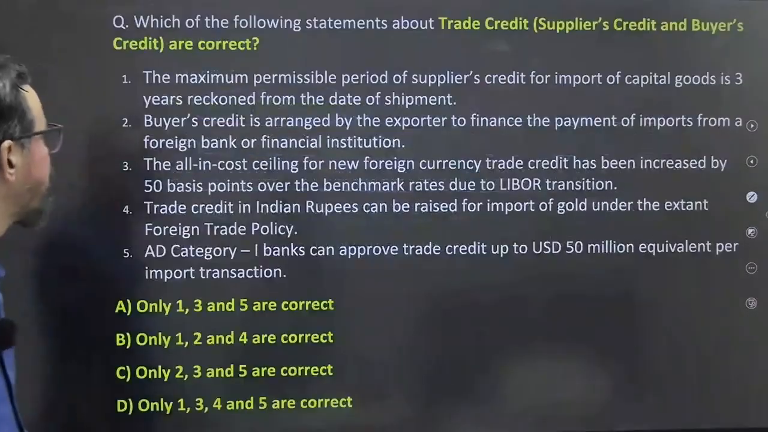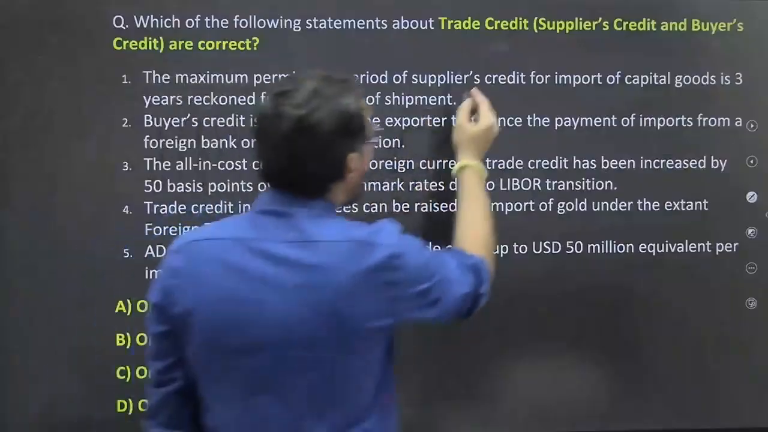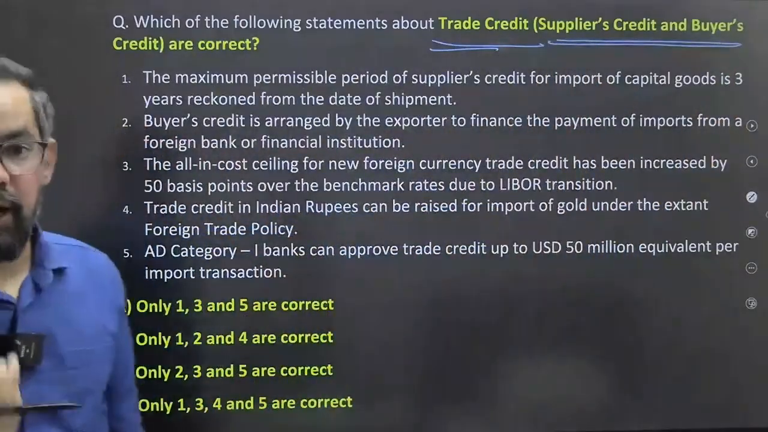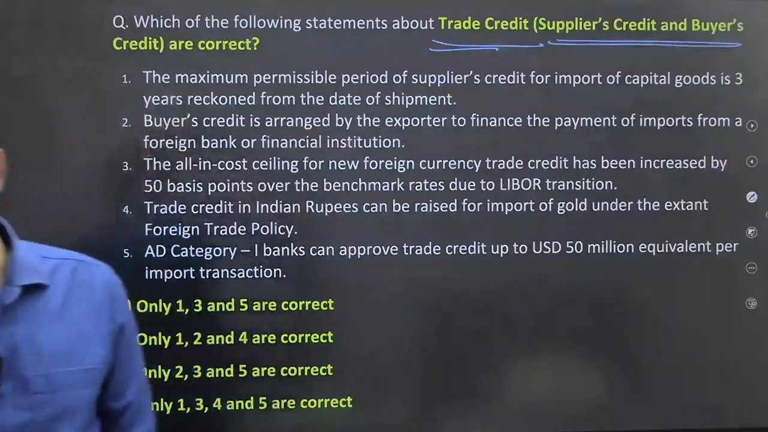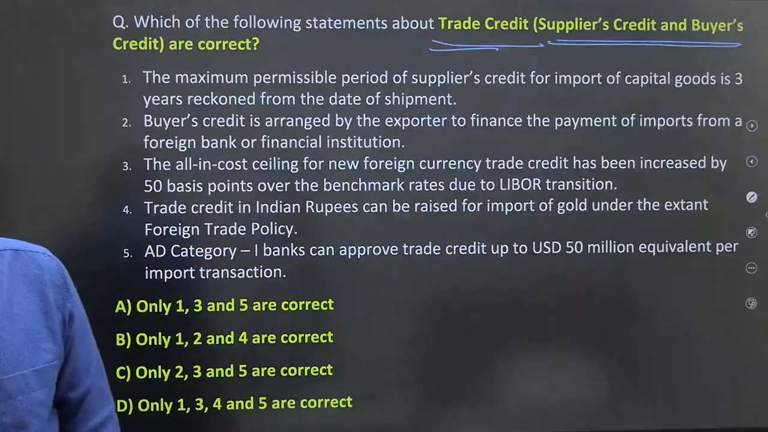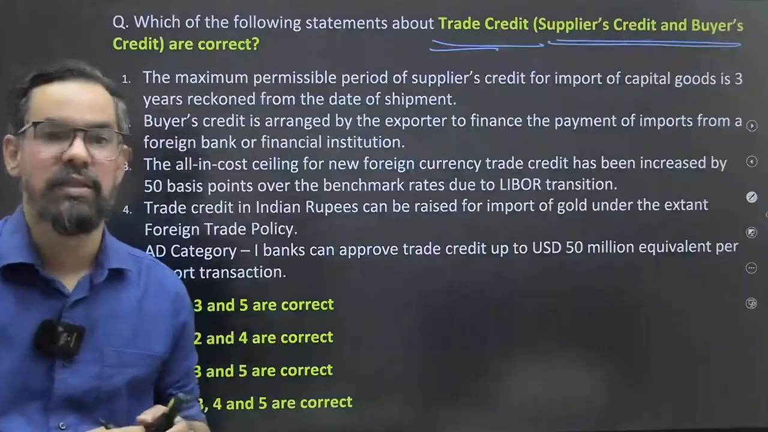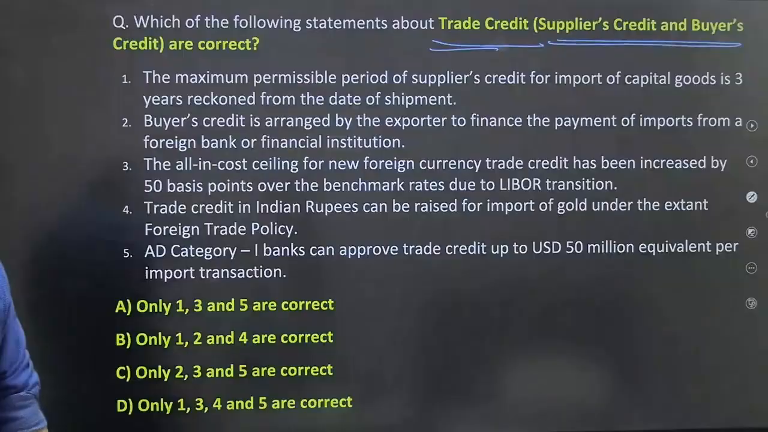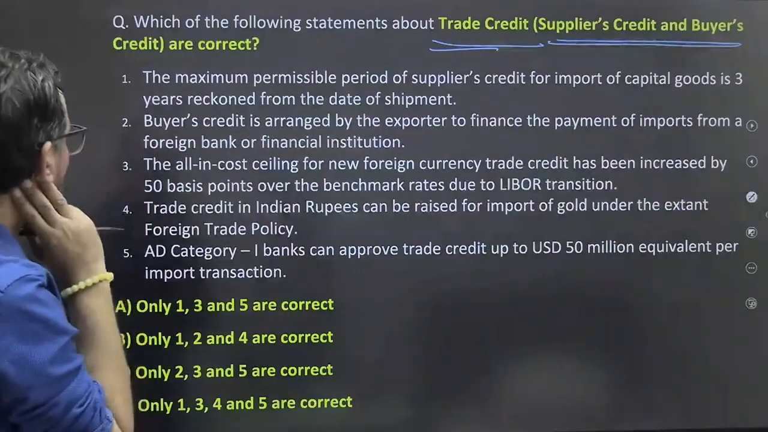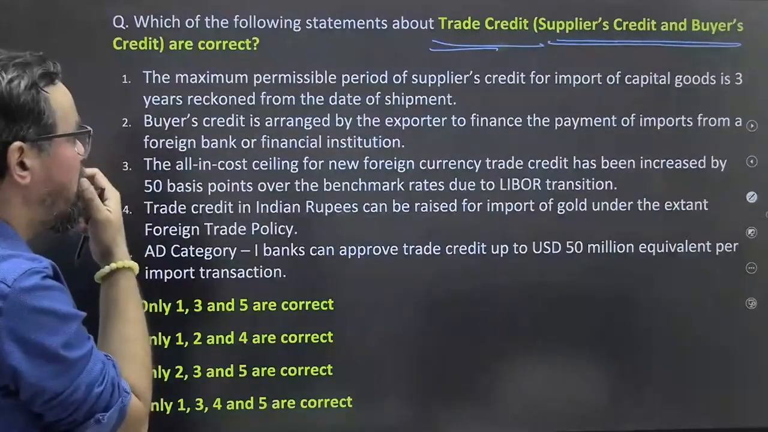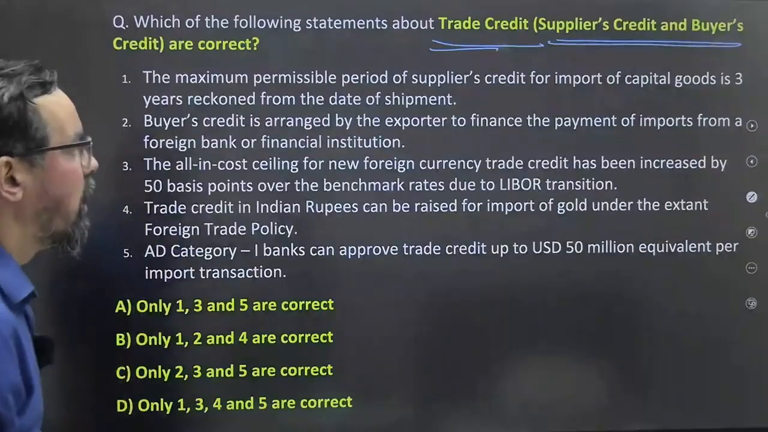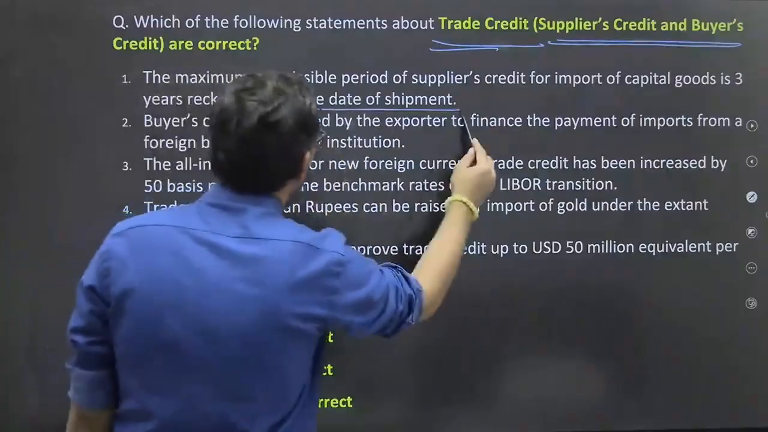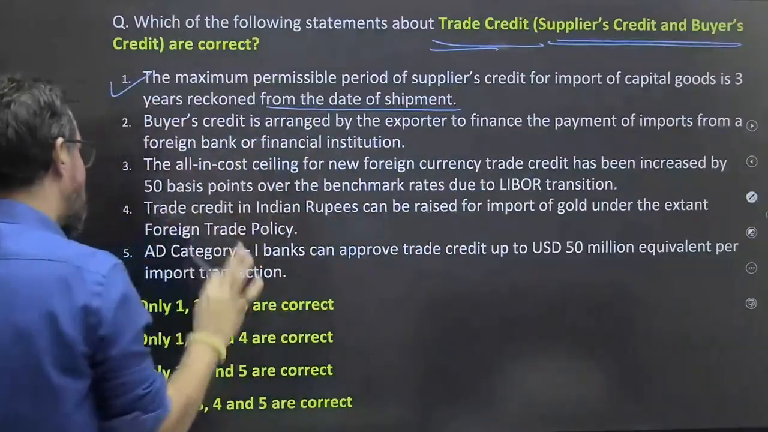Guys, let's move to the next one. Which of the following statements about trade credits, suppliers and buyers credit, are correct? This also got asked in a previous year. Last year there was one question around supplier's credit, which is trade credits, buyer and supplier's credit. You have to find out the correct statement. What will be the correct answer? The maximum permissible period for supplier credit for the import of capital goods is 3 years from the date of shipment. If you are doubtful about this, this is 100% true.